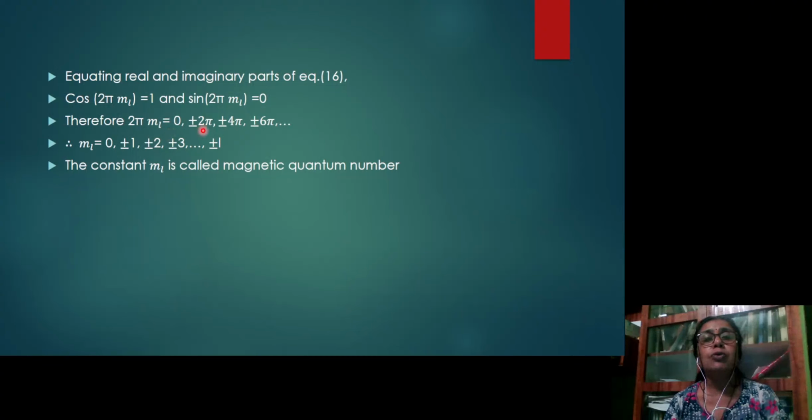Okay, so 0, plus minus 2 pi, plus minus 4 pi, plus minus 6 pi, these are the possible values of 2 pi ml, and so possible values of ml are 0, plus minus 1, plus minus 2, plus minus 3, up to plus minus L. Now why that upper limit of plus minus L, that we will see afterwards. This ml is called the magnetic quantum number. The reason is it determines the splitting of energy levels in the presence of a magnetic field, that we will see afterwards.